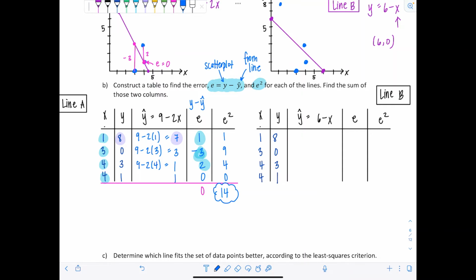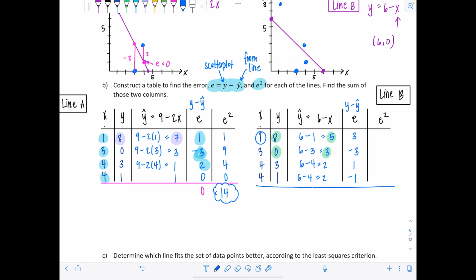So let's figure out all of the y hat values. In this case, 6 minus x, so 6 minus 1, that's 5. 6 minus 3 is 3. 6 minus 4 is 2. And then again, 6 minus 4 is 2. Then the error is y minus y hat. So you're going to do 8 minus 5, that's 3. And then you'll do 0 minus 3, that's -3. 3 minus 2, 1. 1 minus 2, -1.